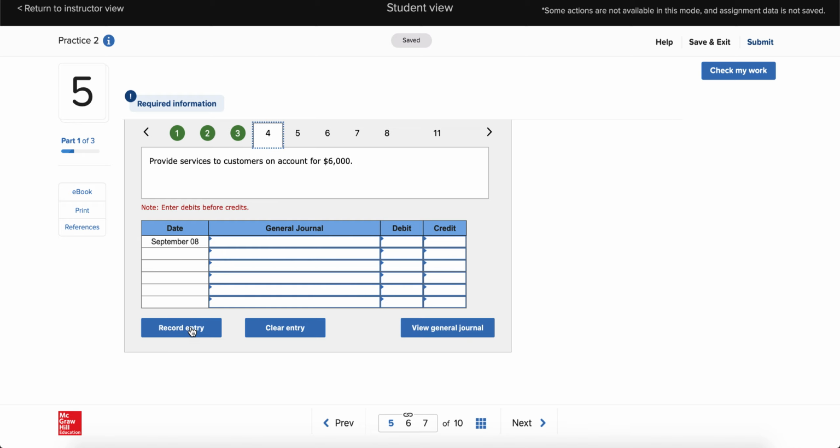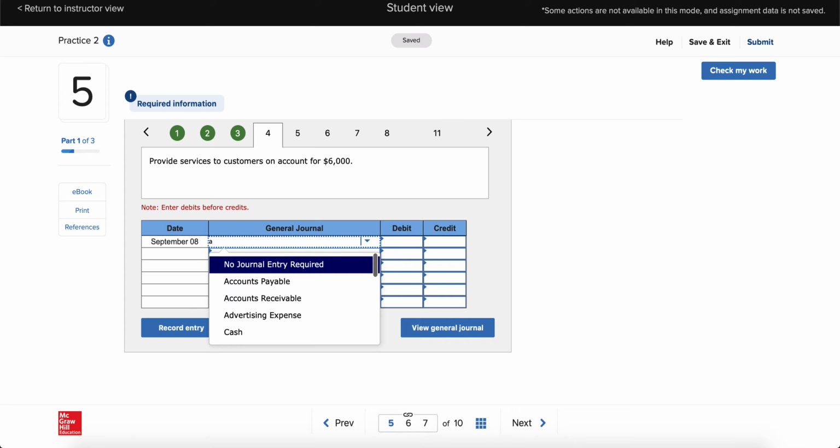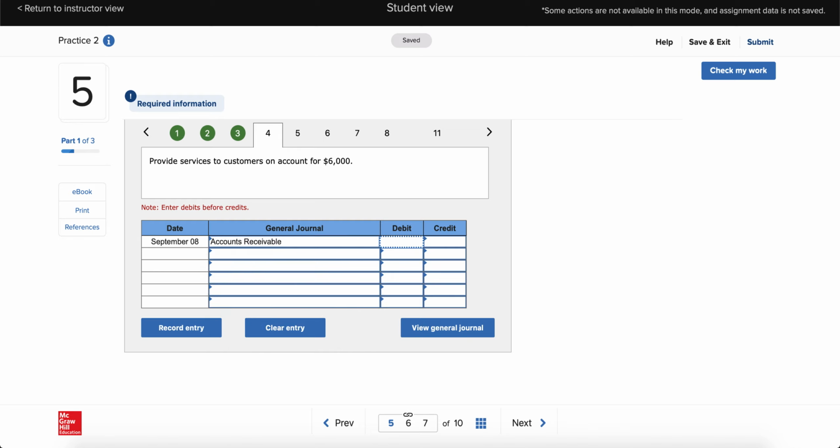We provide services to our customers on account for $6,000. This is on account, which means we haven't received the $6,000 yet. What account? It's going to be accounts receivable, because we will receive it later. And provide services is our trigger for service revenue. And that's what that one looks like.